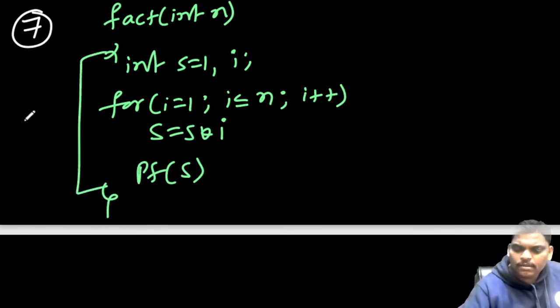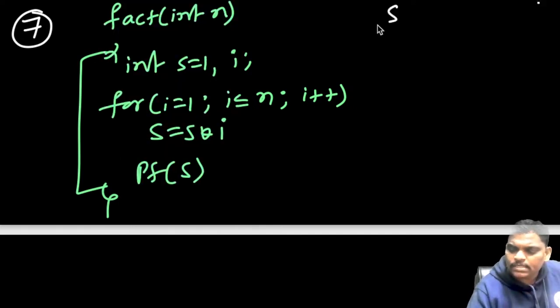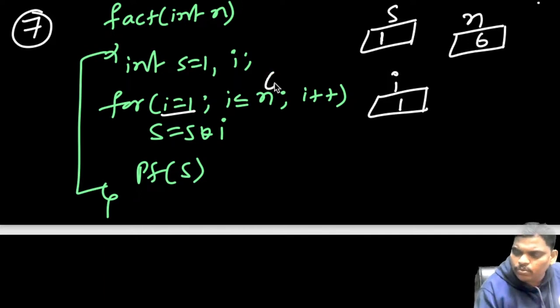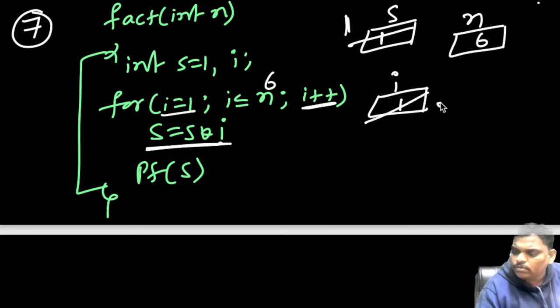If you observe clearly, I explained already. If anyone doesn't know, can you see one time? S is here, N is here, I is here. Initially I value 1, S value 1, N value 6. Continue the loop. I value 1, so S = S * 1, 1 into 1, 1. Next I value 2, S = S * I, 1 into 2 is 2. Next I value 3.